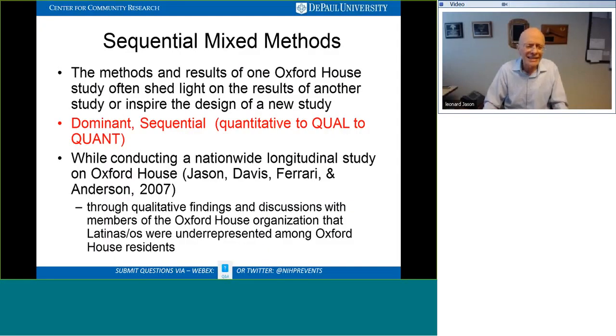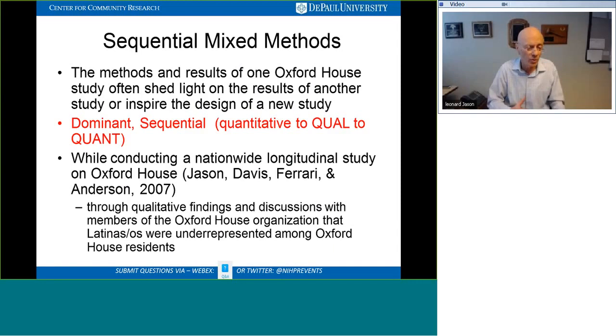So, in a sense, the method and results of one Oxford House study often shed light on the results of another study or inspired the design of a new study. So the dominant sequence from quantitative to qualitative to quantitative has actually occurred in a number of our studies.